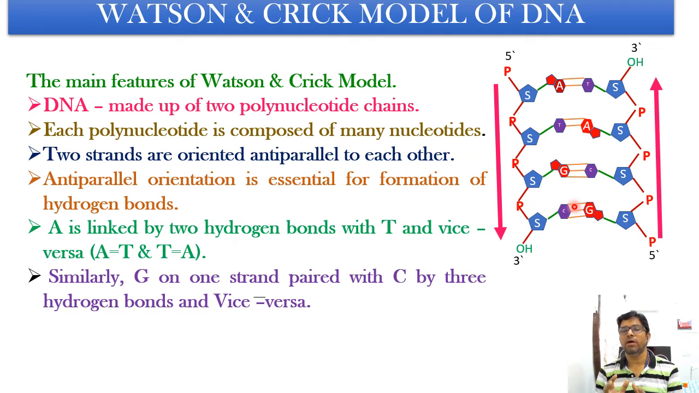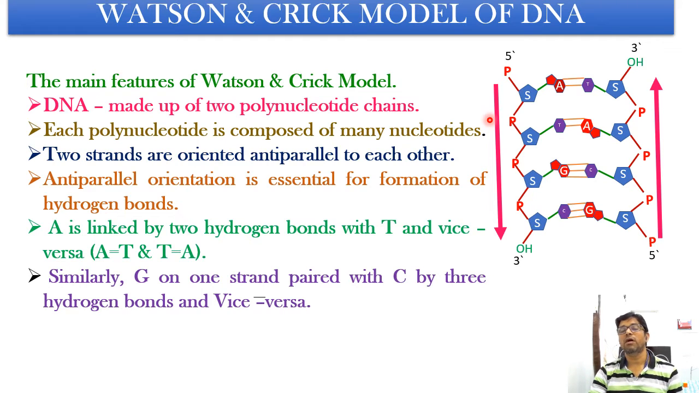So these are very important points to understand the structure of DNA. DNA is made up of two polynucleotide chains, okay? And each polynucleotide is composed of many nucleotides. Many nucleotides are present in each polynucleotide chain, hence the name polynucleotide.